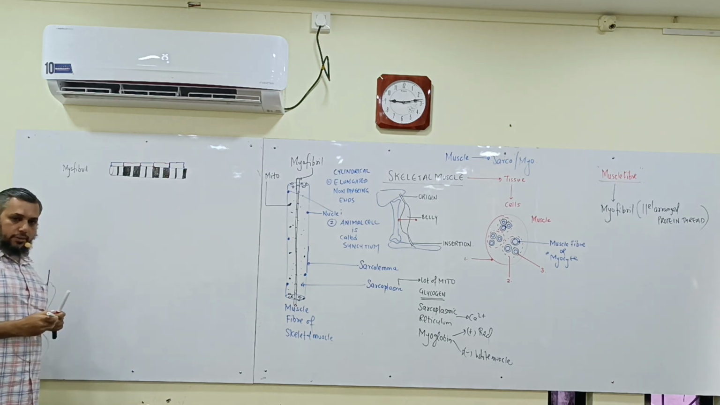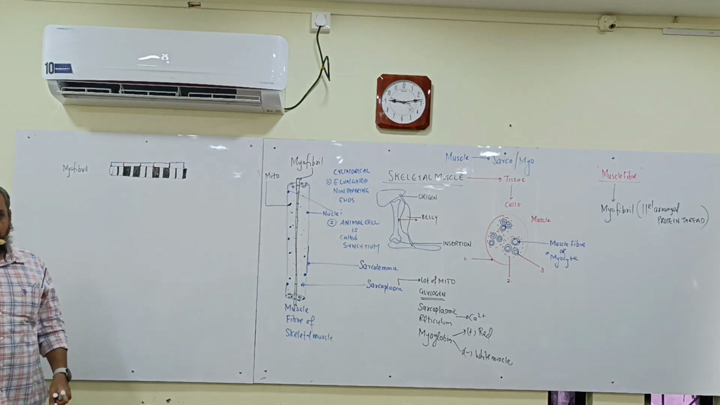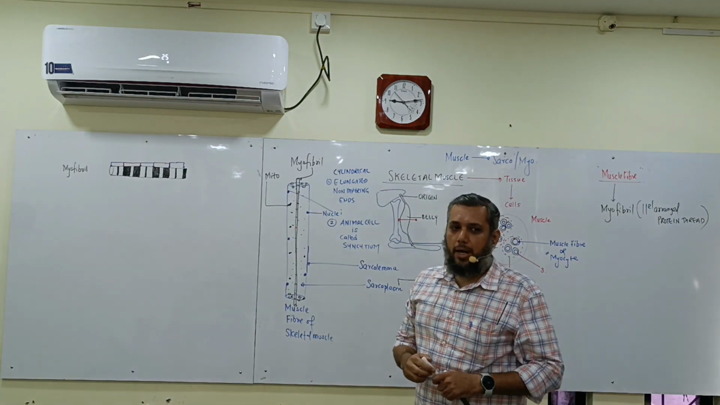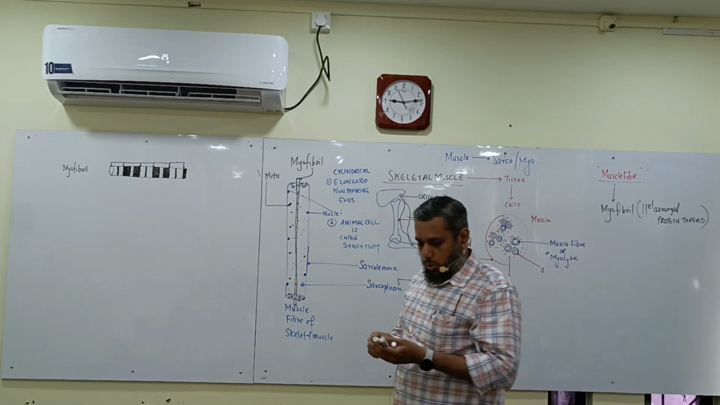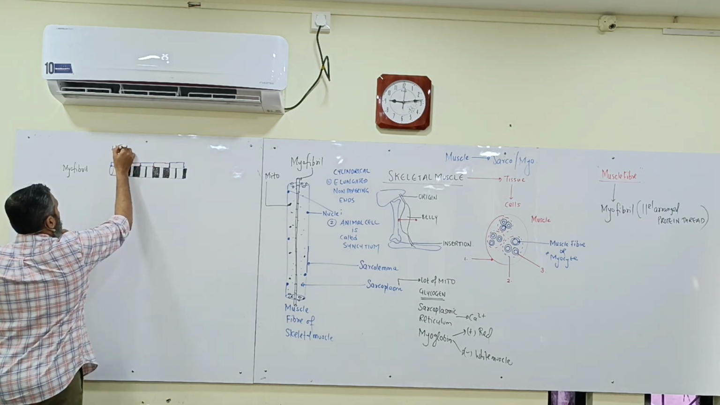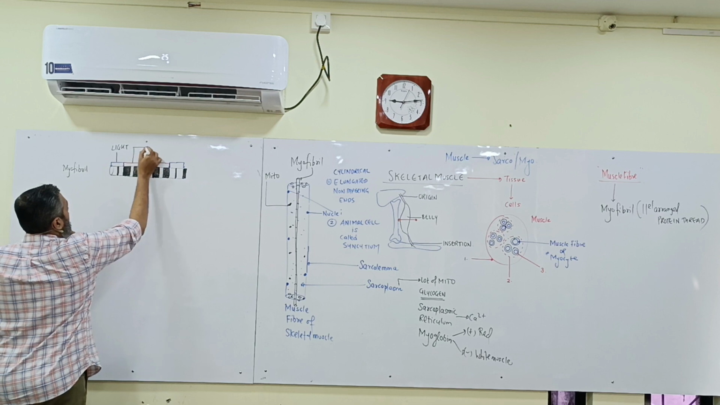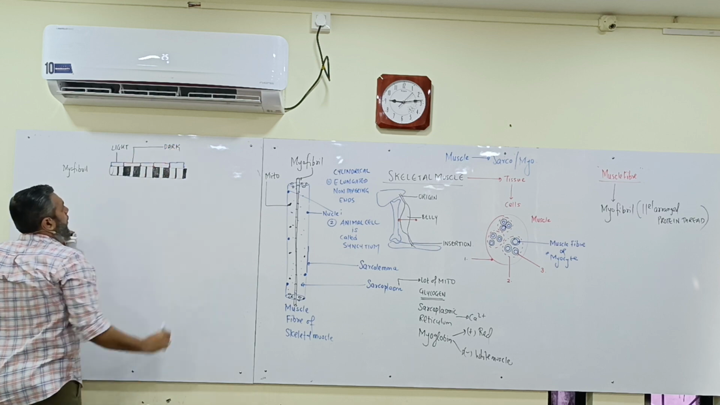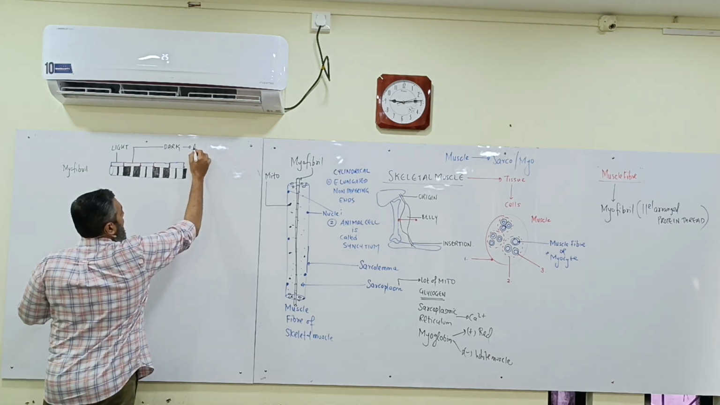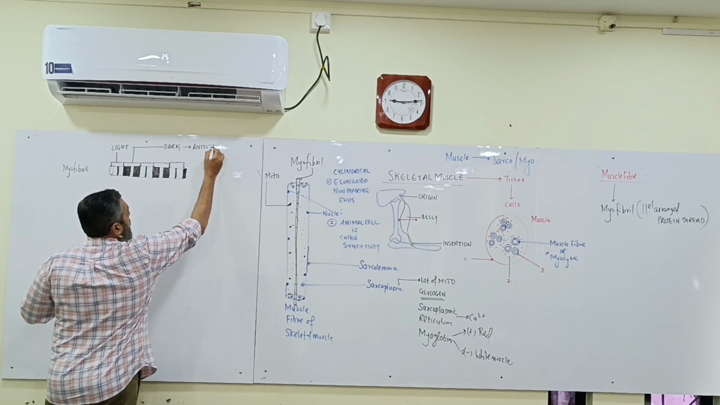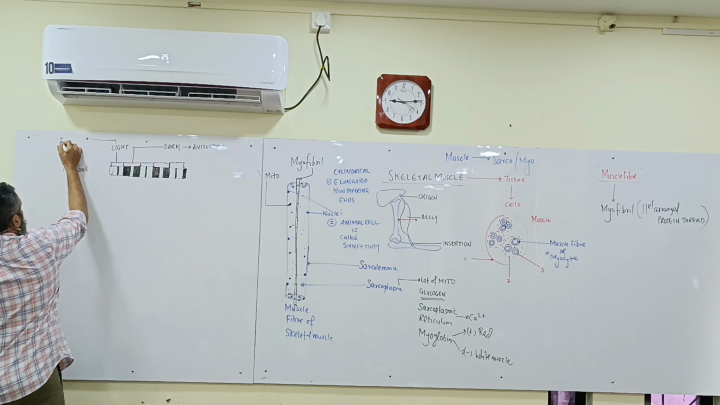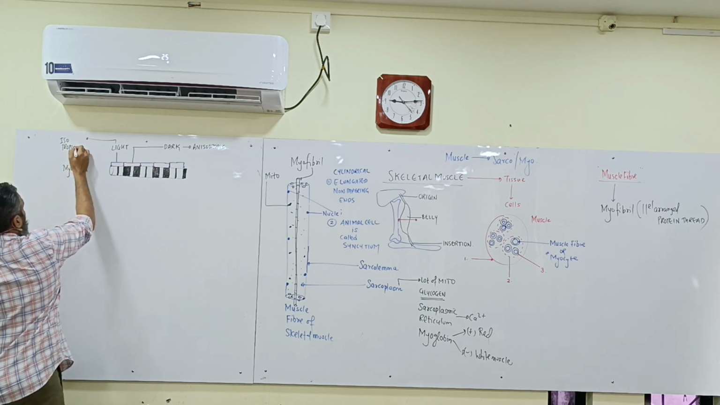Light band with the... Okay. So how many types of bands do you see on the myofibril? Two. What are the two bands? Light band and dark band. What is the second alphabet of the word dark? A. These are called anisotropic bands. And the second letter of the word light is I. These are called isotropic bands.